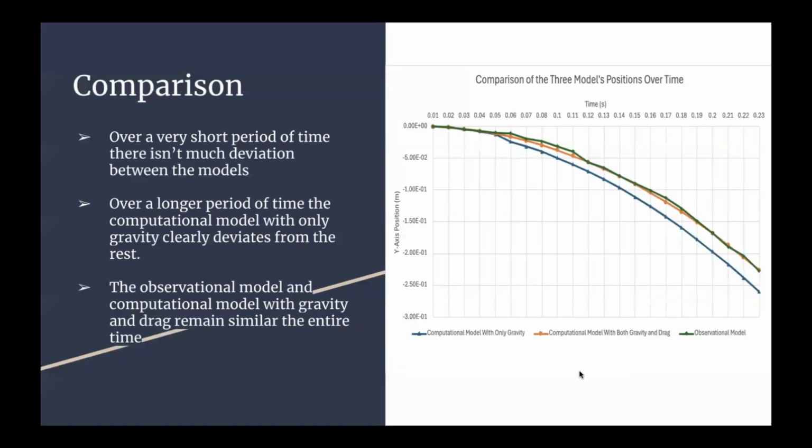Now for a comparison. Over a very short period of time, there isn't much deviation between the models. It starts off very similar, but over a longer period of time, the computational model with only gravity clearly deviates from the rest. The observational model and computational model with gravity and drag remain similar the entire time, possibly because they have the similarity of calculating drag into the computations. You can see that the computational model with only gravity is the blue line, while the orange is the other computational model, and the green is the observational model made with the Tracker app.